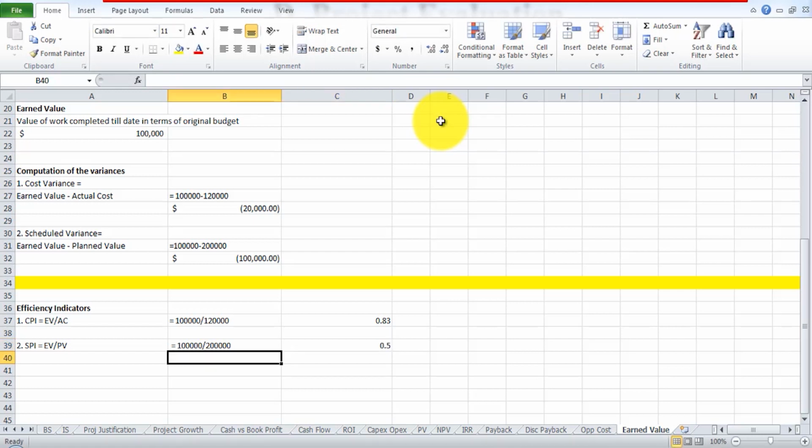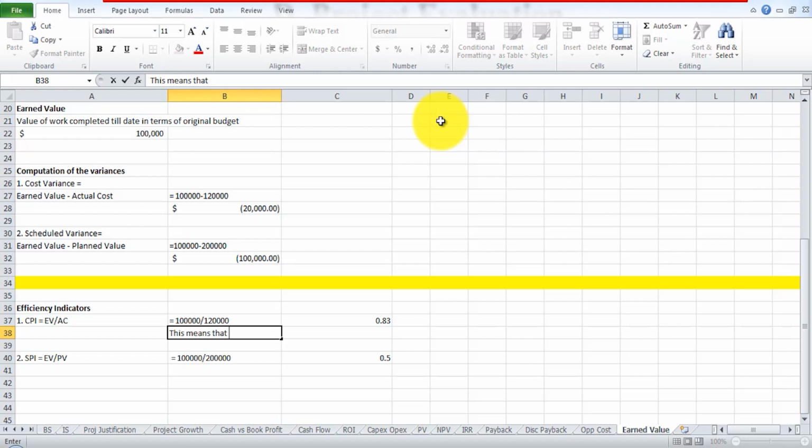Now how do you derive the meaning from these two efficiency indicators? Over here, the cost performance index of 0.83 means that for every $1 spent by the company, the project is producing output worth only 83 cents. So for every dollar the company is spending, the project is only producing an output of 83% compared to every dollar spent.